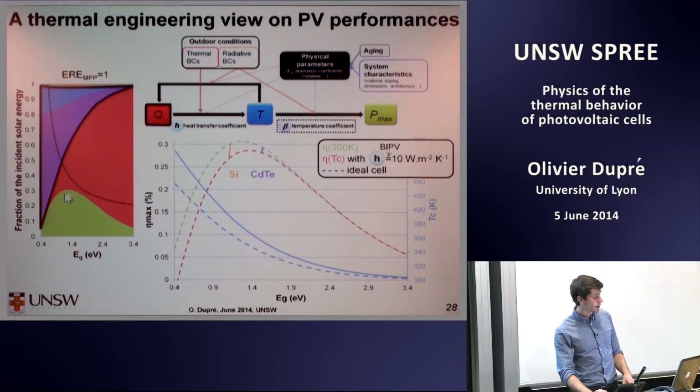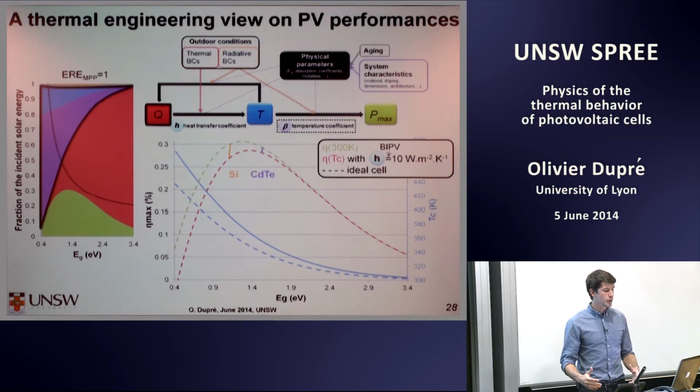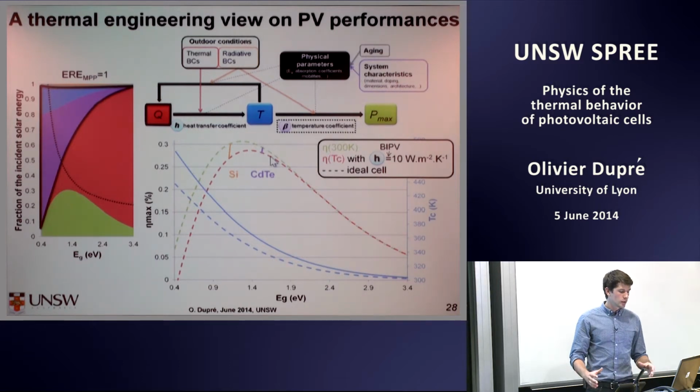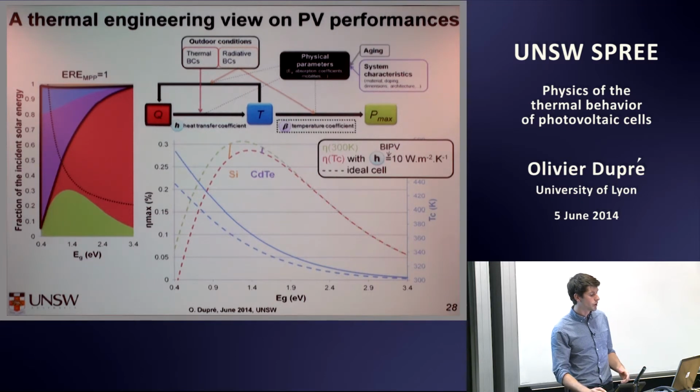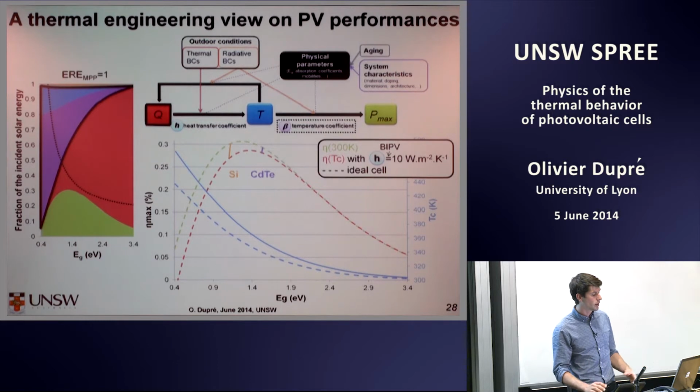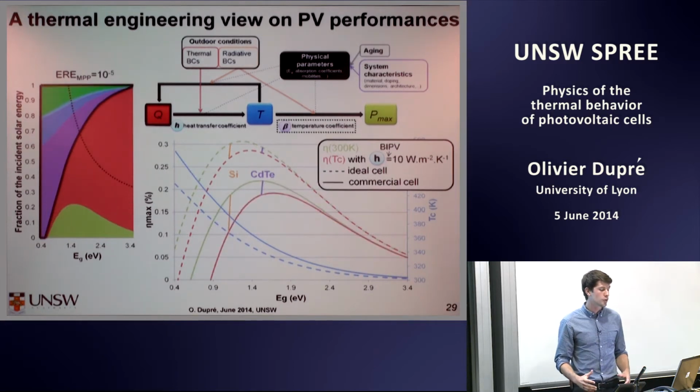But now if you take into account that the cell will heat above the ambient temperature because of the heat source within it and the heat transfer coefficient, then you get something that looks like the red curve here. So it's important to consider the outdoor conditions. For example, without considering them, you would say that silicon is better and will give a better efficiency here. But if you consider them, then you see that silicon will probably operate at a larger temperature. And as its temperature coefficient is larger than CdTe, those two aspects will lead to silicon operating at lower efficiency in real conditions. And as it is true for ideal cells, it's even more true for commercial cells.